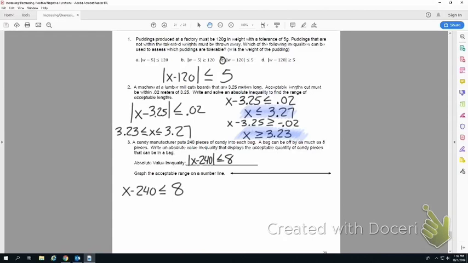So I'll add 240. And then Noel, if I have x minus 240 is greater than or equal to, awesome. I add 240.